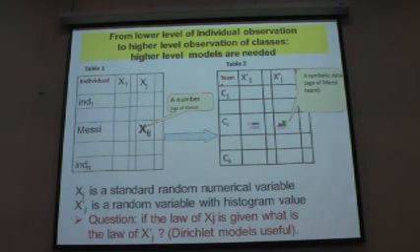Now, from the lower level of individual observation to a higher level of observation of classes, higher level models are needed. So here I have the standard data. This is the standard data on which you are used to work in statistics. Here is the age of Messi. And here I have the histogram of the age of the Messi team, because here I have the teams. Xj is a standard random numerical variable with numerical values. X prime j is a random variable with histogram values. Question: if the law of Xj is given, what is the law of X prime j?